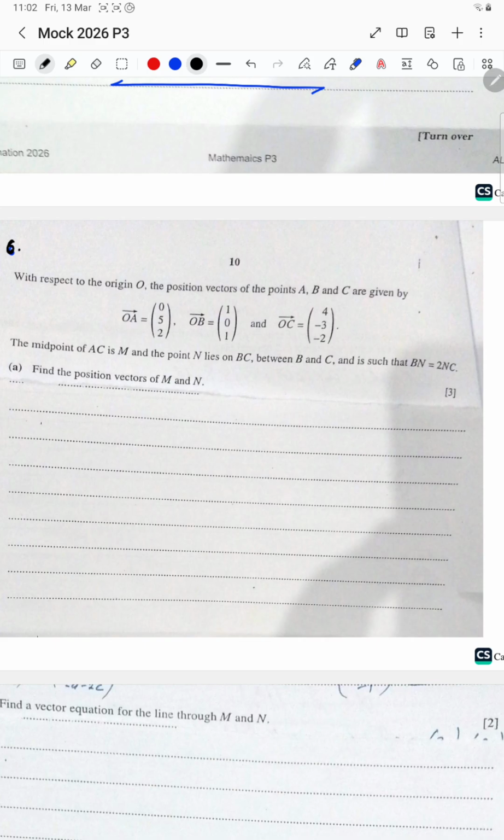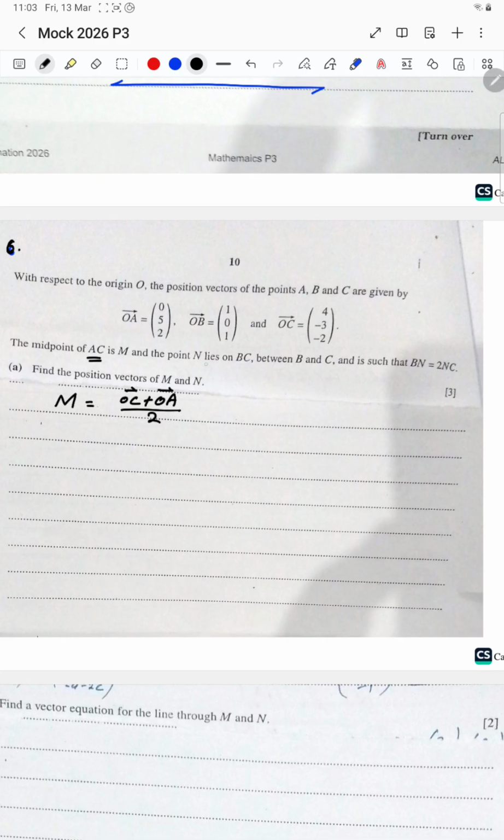With respect to the origin, the position vectors of A, B and C are given by OA, OB and OC. The midpoint of AC is M. Midpoint means A and C. M is the midpoint of AC. It means (OC plus OA) divided by 2. That will give you the midpoint. Midpoint: add the 2 points and divide by 2.